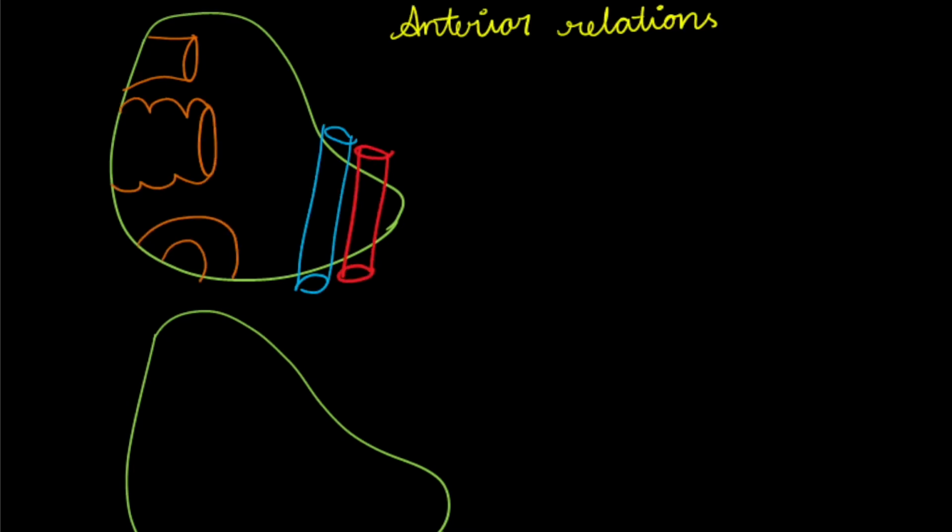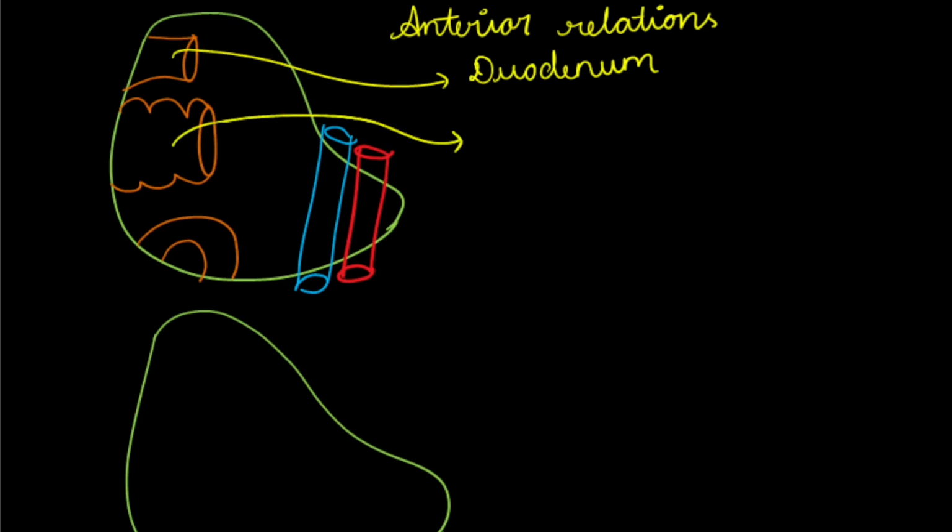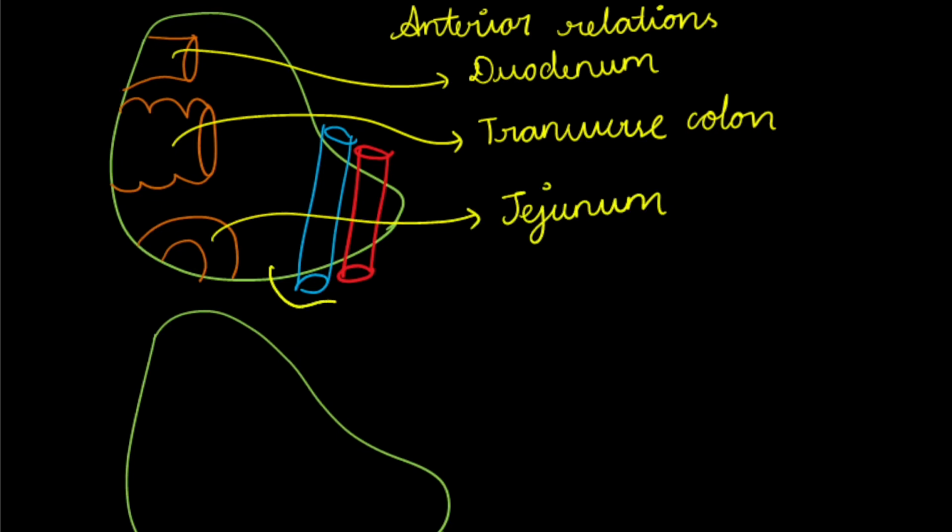So now let's see the anterior relations of the head of the pancreas. The first one is the duodenum, and this is the transverse colon, and this is a part of the jejunum, and here come the superior mesenteric vessels. So this forms the anterior relation of the head of the pancreas.